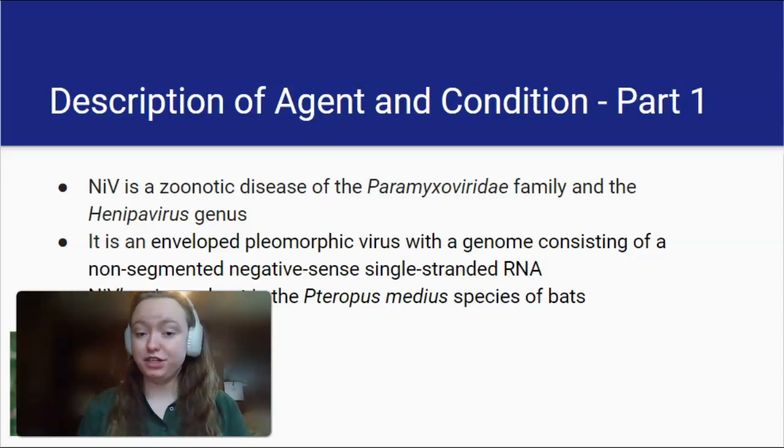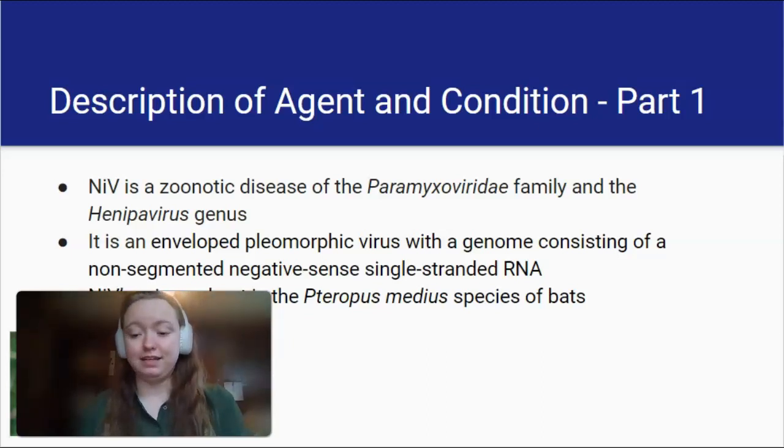Next, we will discuss the description of the agent and the condition. So while this little bat in the corner looks pretty cute, he's actually one of the species of bats that hosts the NIV virus. NIV is defined as a zoonotic disease, which means it comes from animals. NIV is part of the Paramyxoviridae family in Henipavirus genus. From a molecular perspective, it is an enveloped pleomorphic virus with a genome consisting of a non-segmented, negative-sense, single-stranded RNA. In simpler terms, it's a very complex virus that can do a lot of damage.